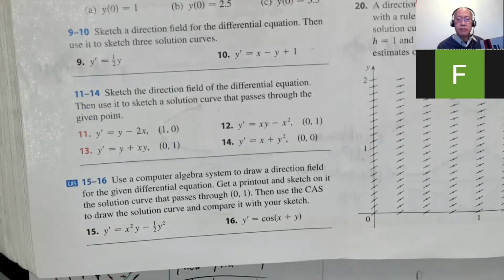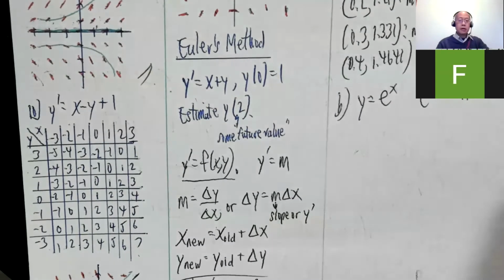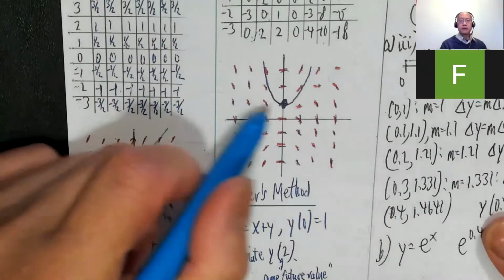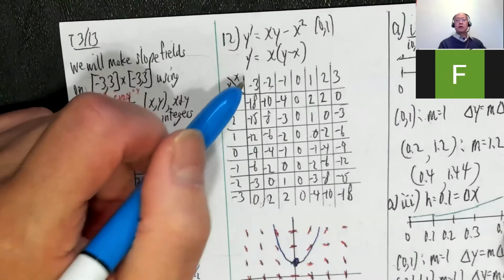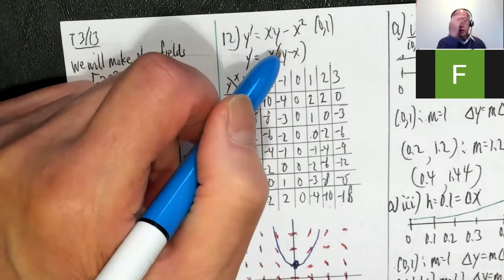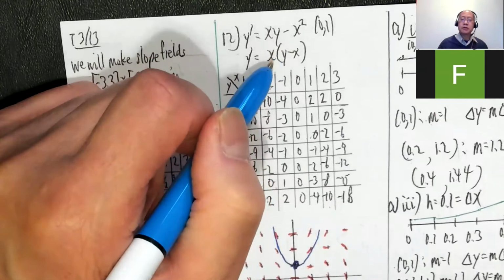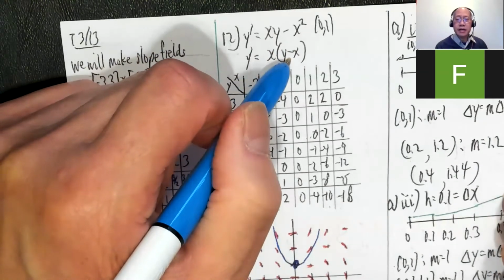Okay, so xy minus x squared at the point 0, 1. So notice my final answer, there's only one curve because it just said, just drop the particle at 0, 1. All right, so for this one, I felt it was easier to factor first, x times y minus x.